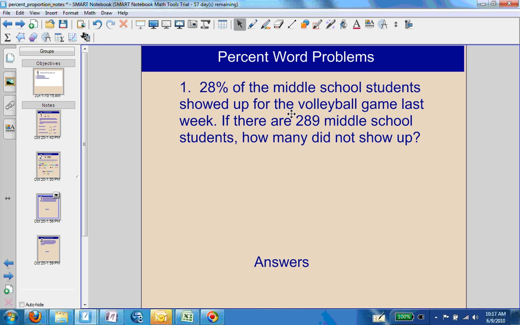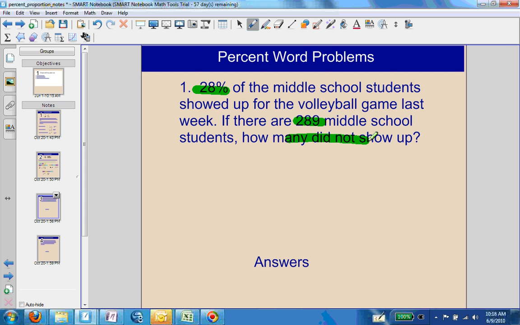28% of the middle school students showed up for the volleyball game last week. If there are 289 middle school students, how many did not show up? So let's see if we can recognize some of the important information here. We have our percent. This is our total. How many did not show up?